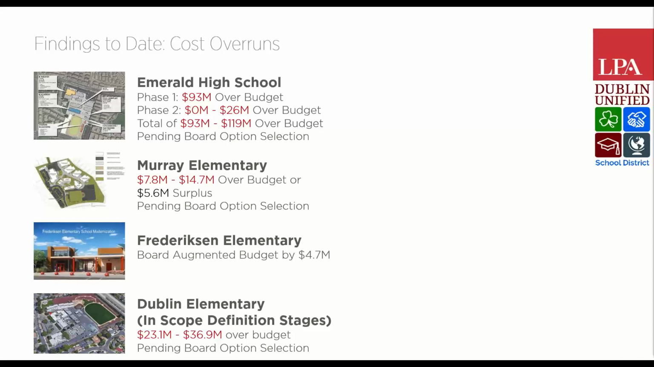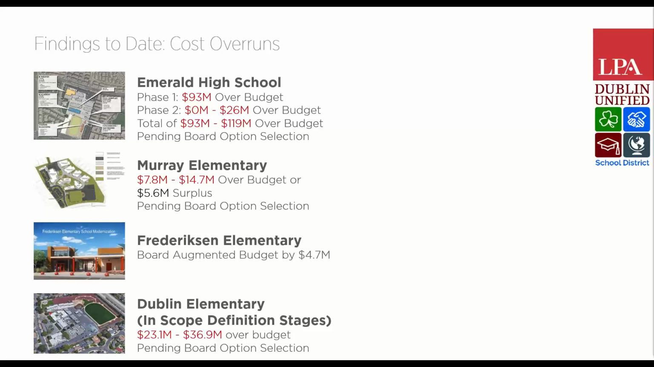And like Walter mentioned, there has been some cost overruns on some current projects that were allocated funds through the 2019 implementation plan. In particular, Emerald High School Phase 1 is about 93 million over budget, and Phase 2 ranges from either 0 to 26 million over budget, depending on the option that the board selects that has been presented to the board, which totals about 93 to 119 million over budget.